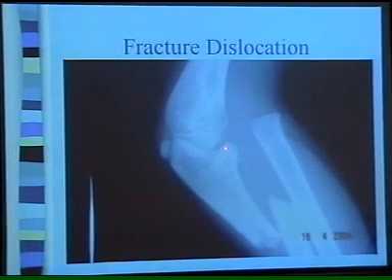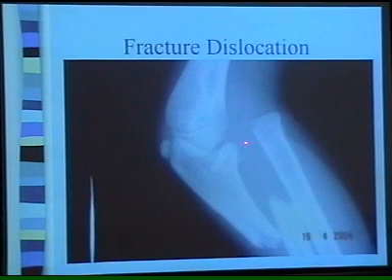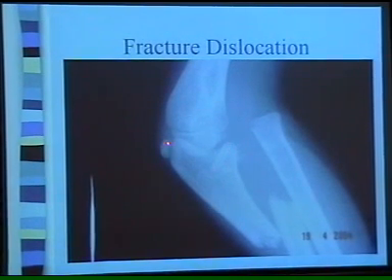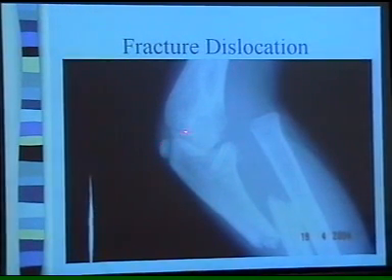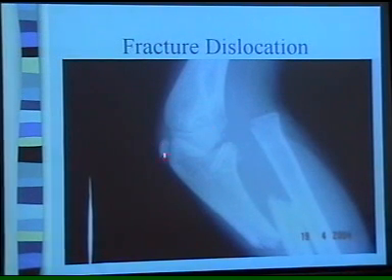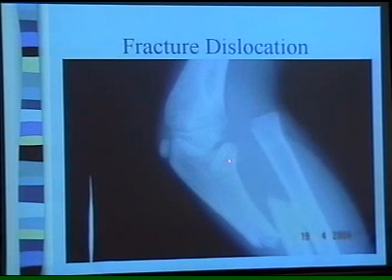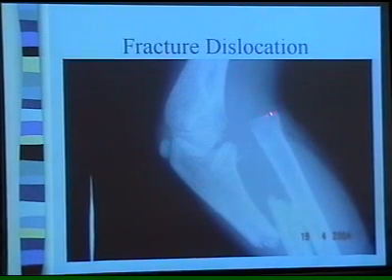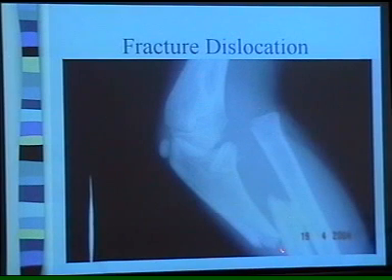See, the head of the radius is left where it should be because the annular ligament is very strong in young people, very young, epiphysis. So 17-year-old, hasn't fused yet. So the radial head is still there. It's an epiphyseal injury. Part of the growth plate is sitting on it, and the fracture has taken a bit of metaphysis. So it's a fracture dislocation.